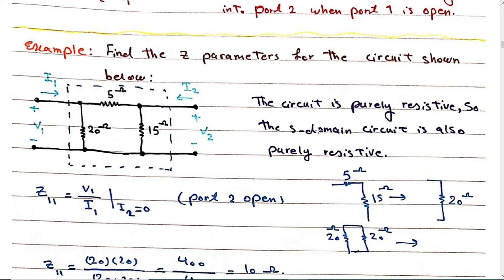Example: find the Z parameters for the circuit shown below. So we have this circuit, and we want to find the Z parameters for it. This will be our network. We have I1 and V1, these are our input ports, and these are our output ports. We have a purely resistive circuit, and it is in the S domain.